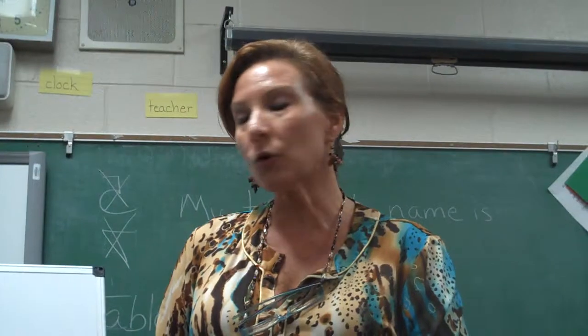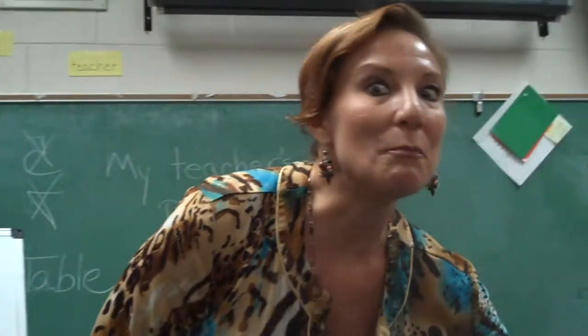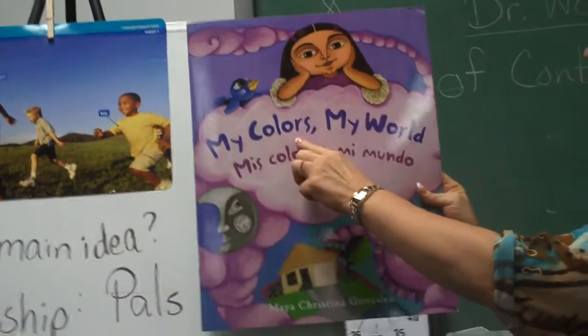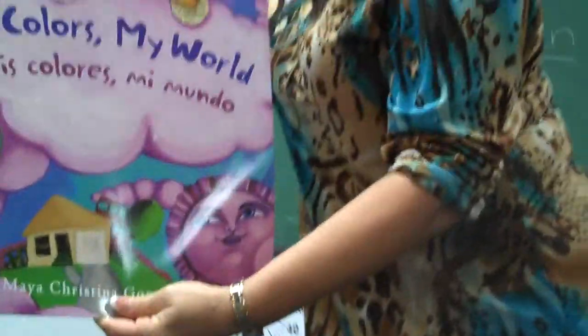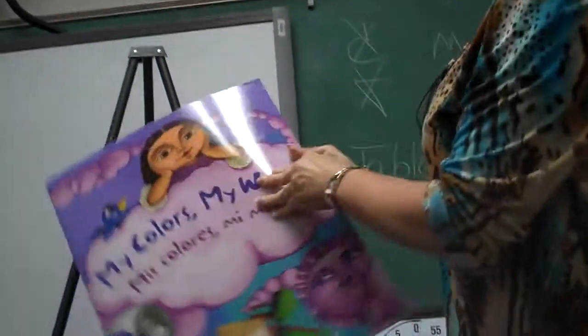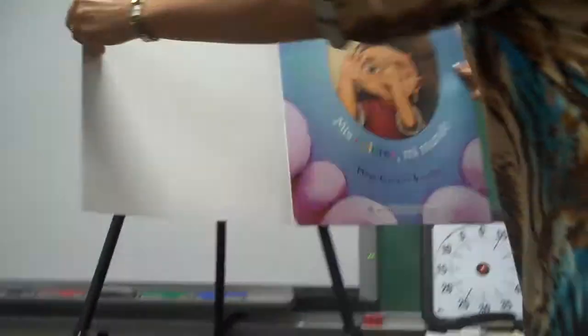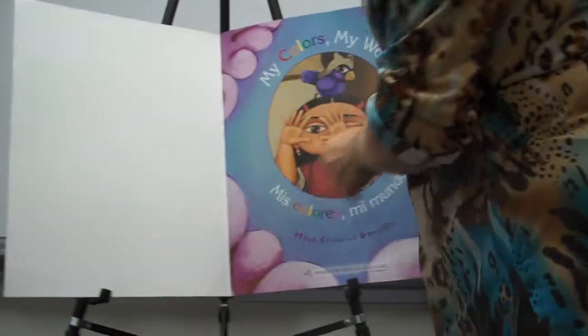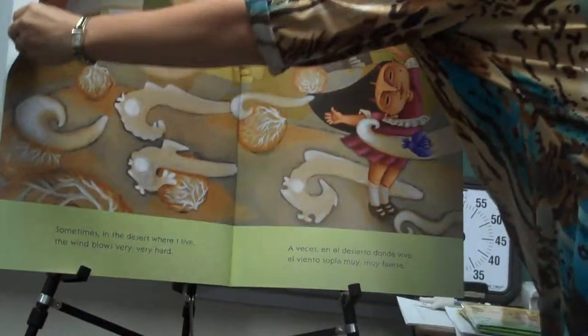Now, yesterday we read the story about what is a pal, and today I'm going to read a big book. It's called My Colors, My World. Okay? Let's see if I can put it up here. I might take this down and then see if I can put my book on it. Remember what this thing is called? That was one of our classroom words, easel. Easel. Okay? My colors, my world. Okay?